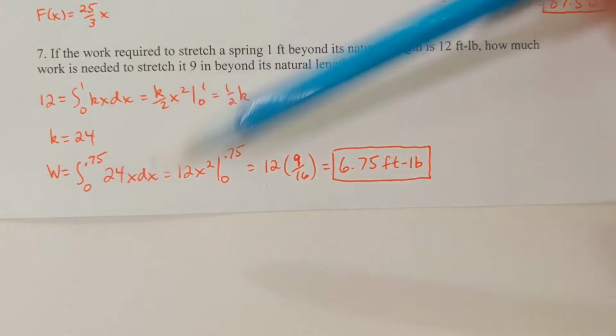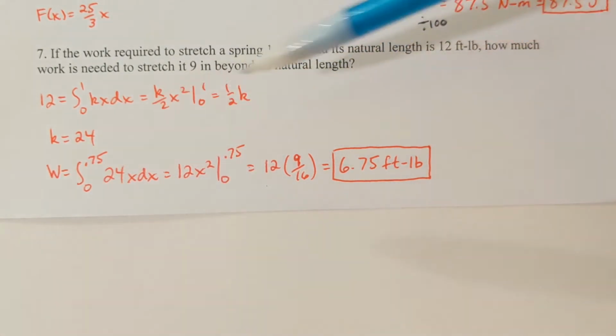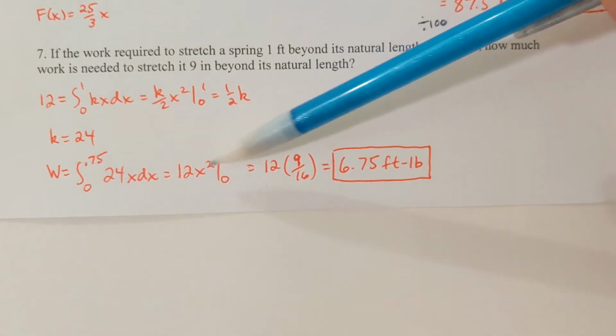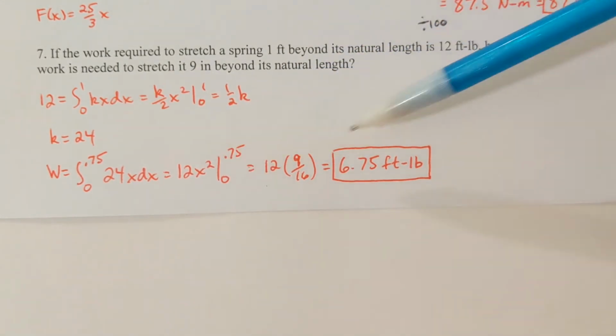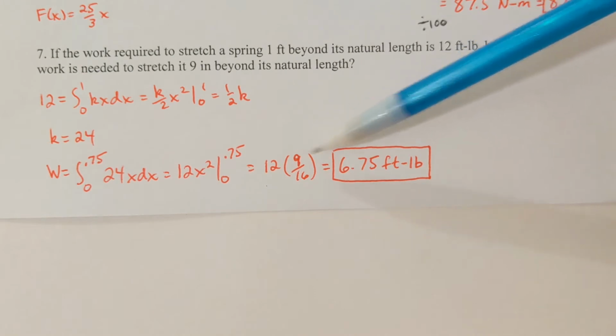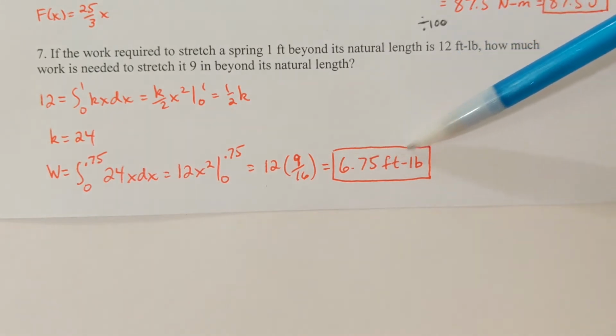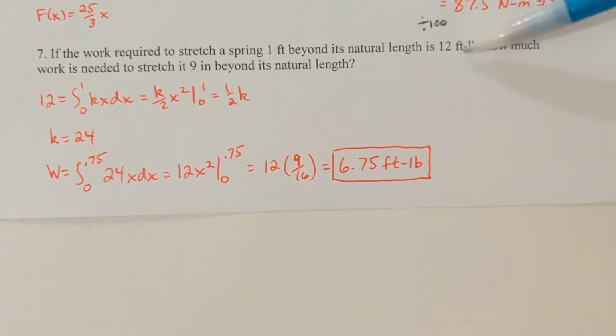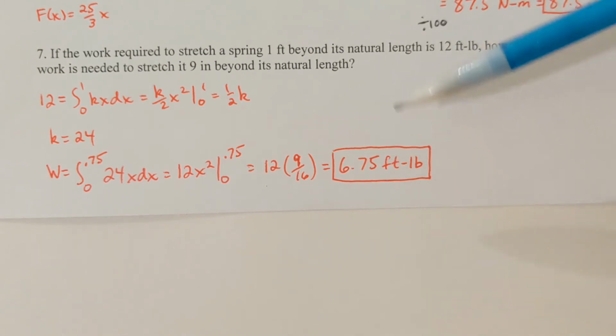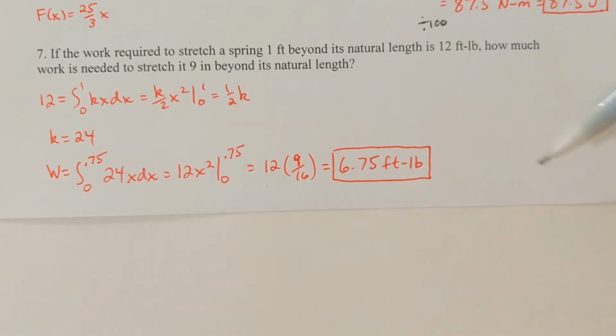So we've got the bounds set. Integrate and plug in the bounds, and I'm getting 6.75 foot-pounds. Of course, that sounds reasonable since that number is less than 12. We're not stretching it as far. In fact, that is correct. Okay, that'd be how that problem goes there.